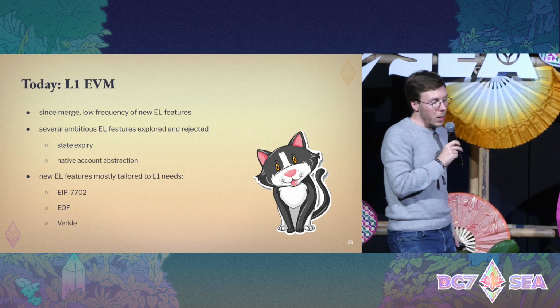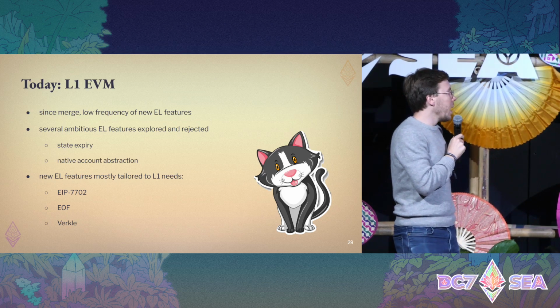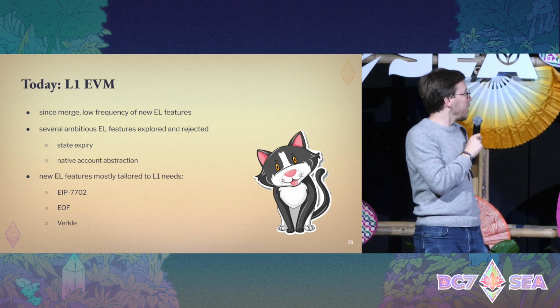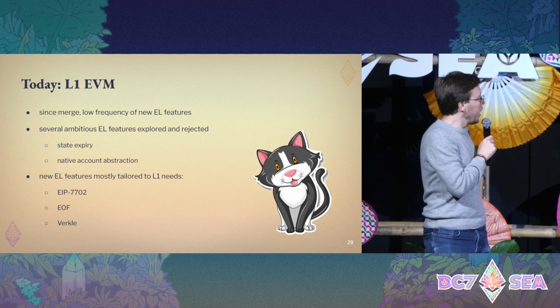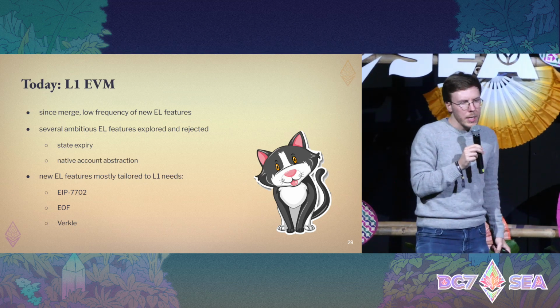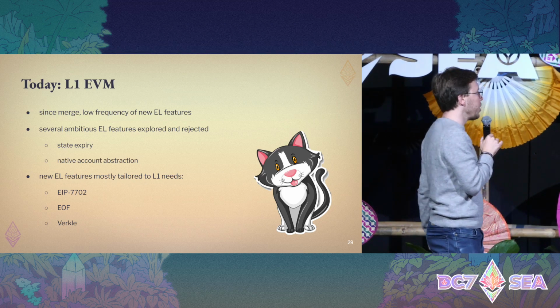So today, where are we at? We have the EVM on L1, and if you look at the new features that we've shipped on the L1, we have roughly one hard fork a year. You will see that we don't really ship new features to the EVM that often. It's a pretty low frequency.